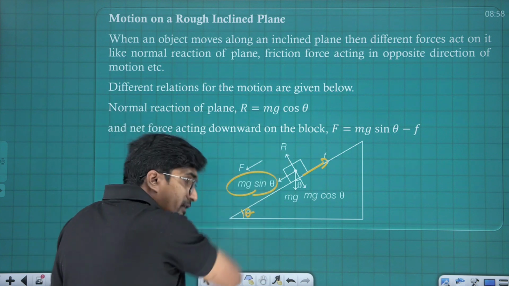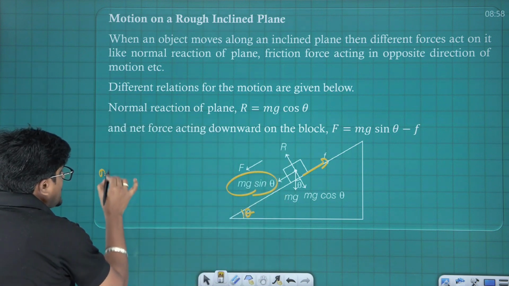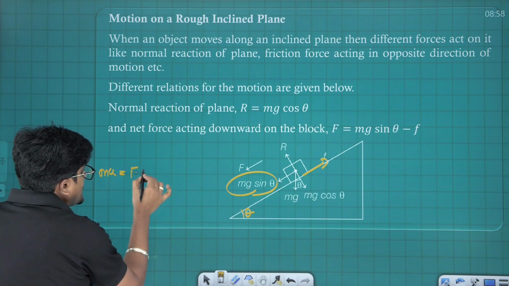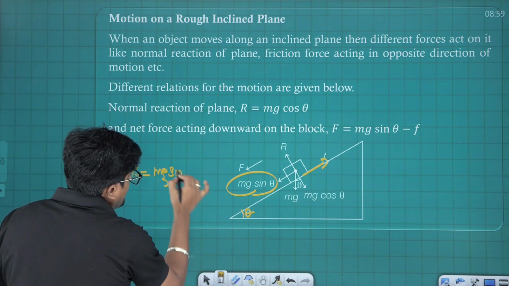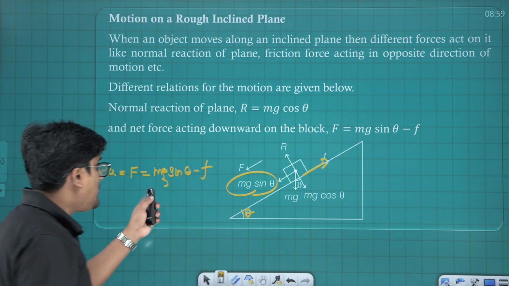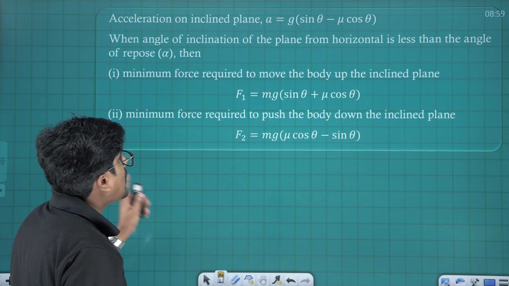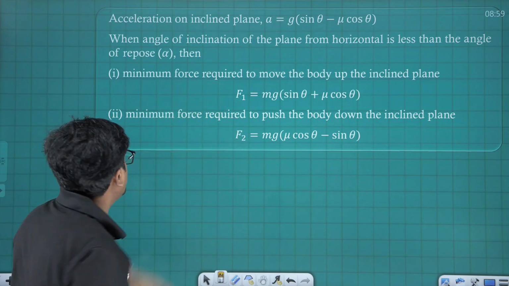And if the body is moving in the downward direction with an acceleration of a, then I may write the equation as m into a downward, that is equal to the downward force, that is mg sin theta minus the frictional force f. And you may mark frictional force as mu mg cos theta. All right. So the special cases are given here.